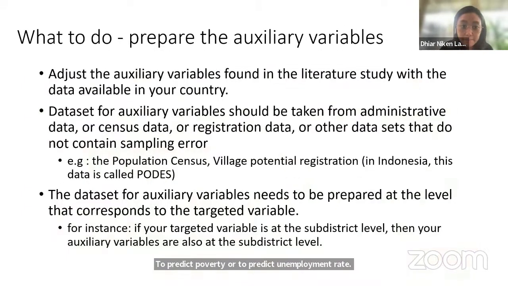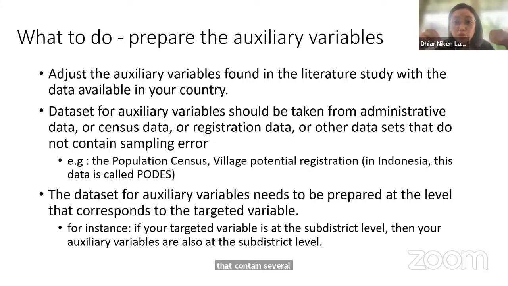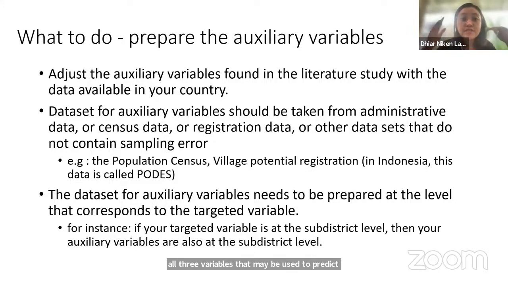Next slide, please. After that, what we need to do is adjust the auxiliary variables found in the literature study to the data that is available in our country. Like in the previous slide, we have tables that contain several auxiliary variables that may be used to predict poverty, and then we need to adjust those auxiliary variables that we found in the literature study with the data that is available in your country.